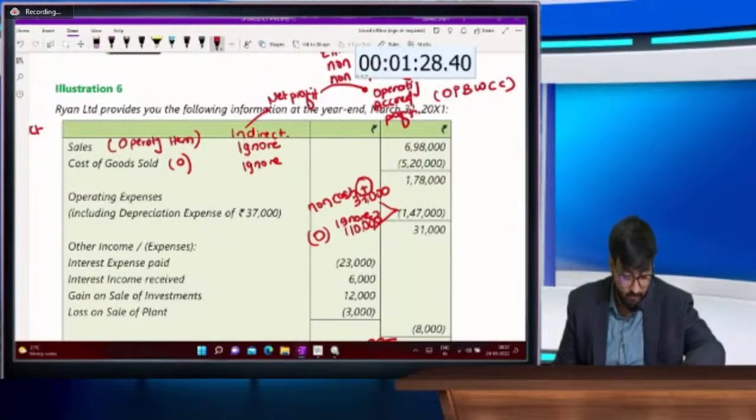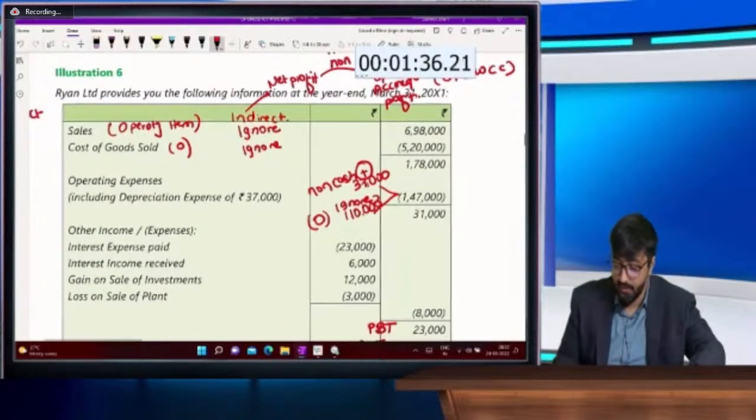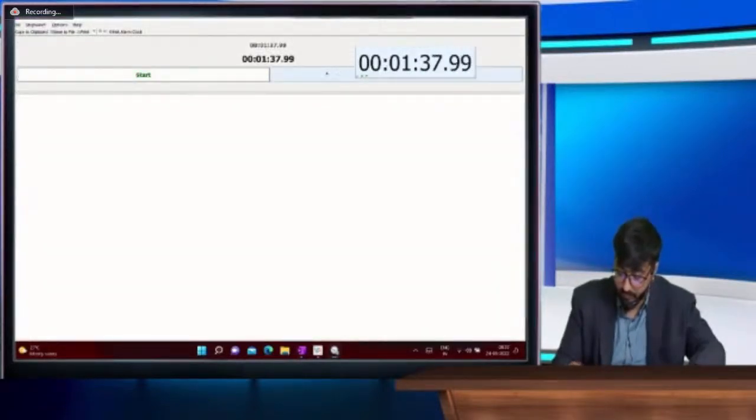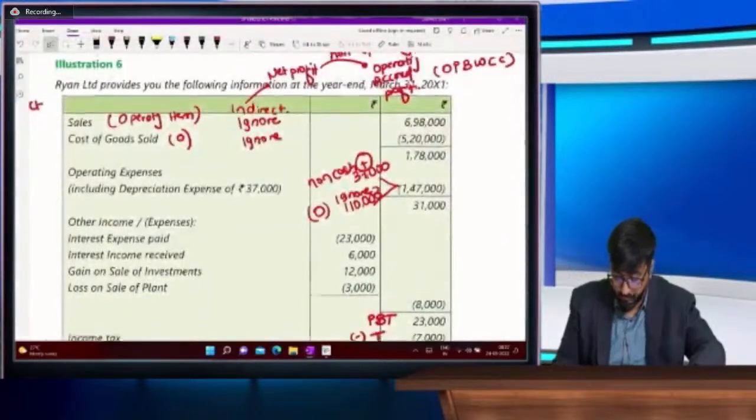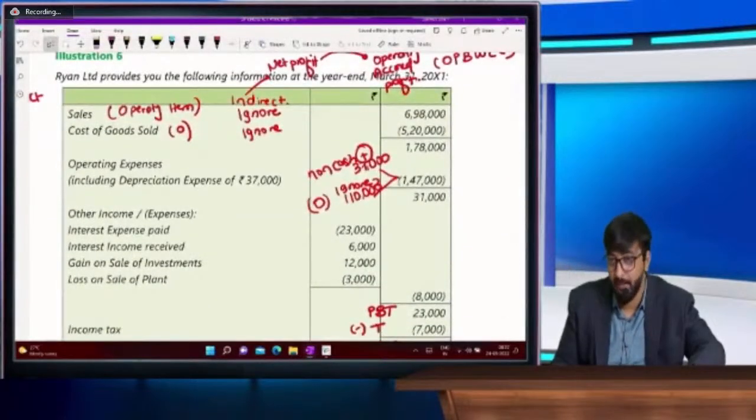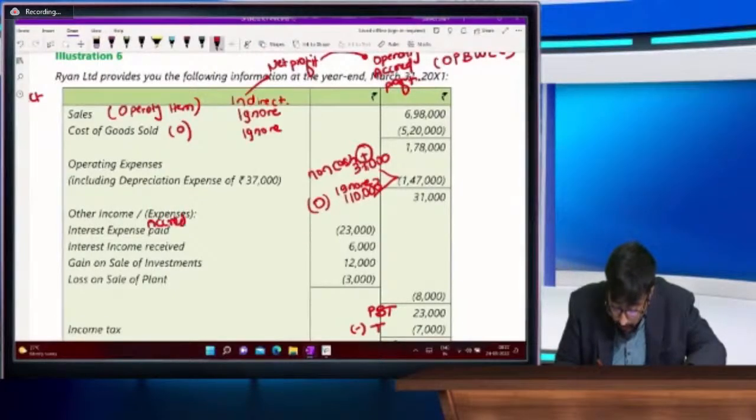Tell me when you're over. After writing this, see beta, interest expense paid is given. Here it is paid. But if it is a P&L statement, it is always accrued. And here accrued is equal to paid. Accrued in a P&L statement is never paid. ICAI has given interest expense paid.